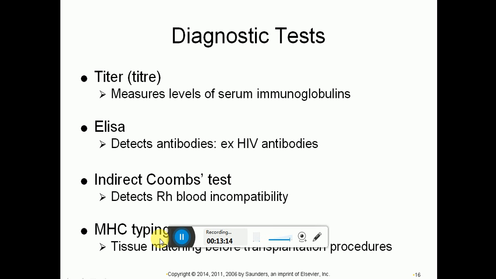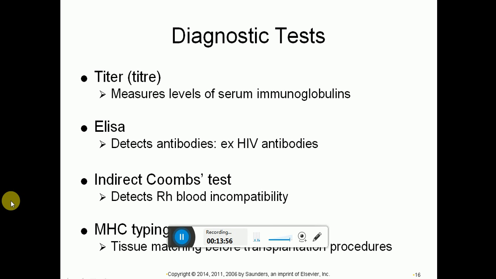So the diagnostic tests that we do to detect these antibodies, these two, the titers or ELISAs, you take a blood sample and they give you presence or absence of certain antibodies, and they also give you levels of these antibodies. Indirect Coombs test, that's to detect if we have the compatibility of the Rh group. So we already know the ABO system when we can get the blood group. So how do we find out about the Rh? Is the person Rh positive or Rh negative? We do the indirect Coombs test.